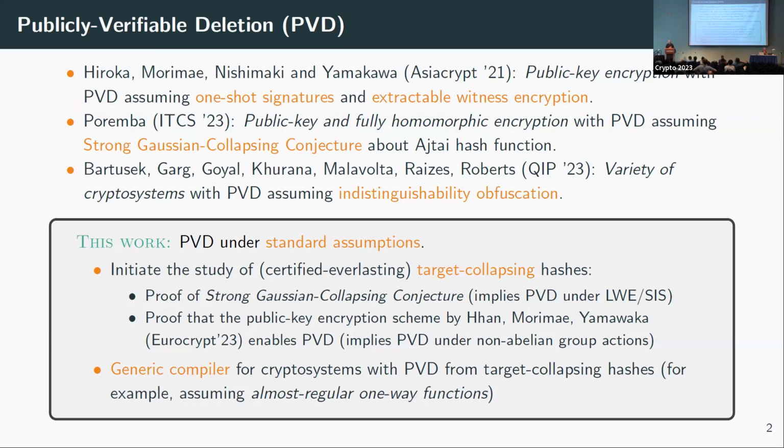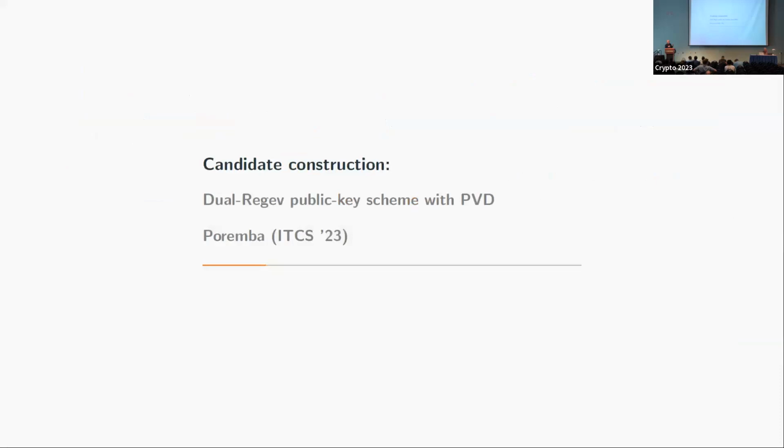And as another result, we also give the first generic compiler for adding this property to a variety of crypto systems from somewhat minimal assumptions, in this case, almost regular one-way functions. Okay, so let me now start by talking about this candidate construction that was in an earlier paper of mine, and how we prove security and find this missing piece that allows us to prove security.